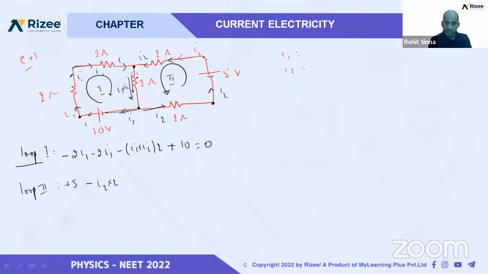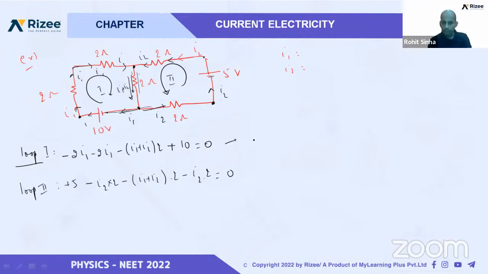This direction, again direction of current, that means minus of I1 plus I2 into 2. From here we are moving in direction of current, that means minus of I2 into 2. Okay, we reached here. This is the starting point, so equal to 0.